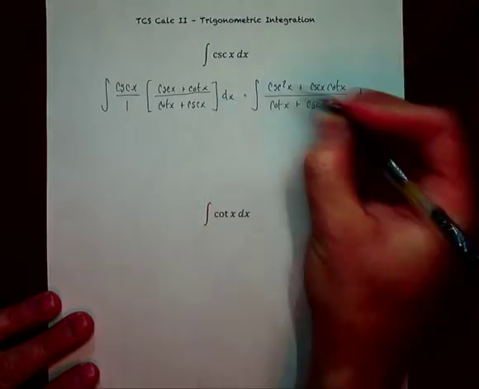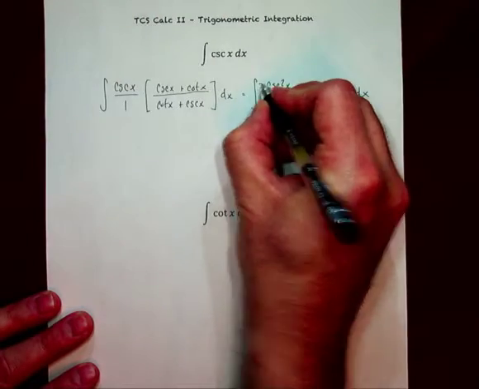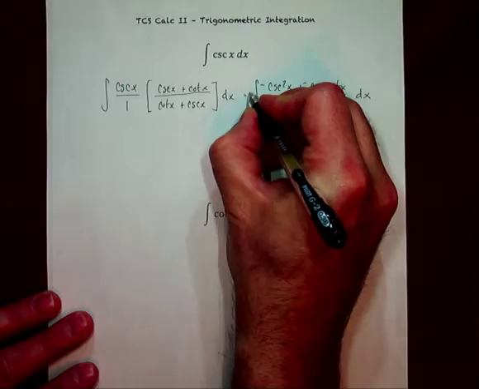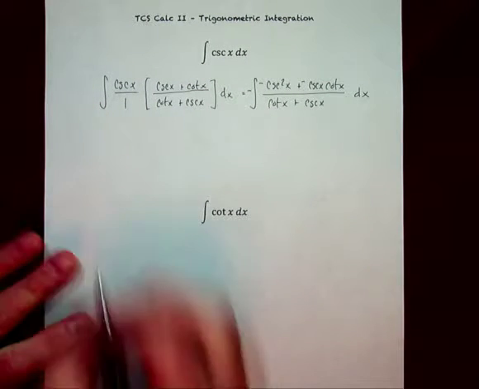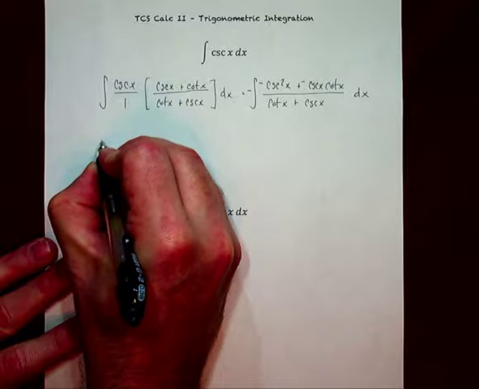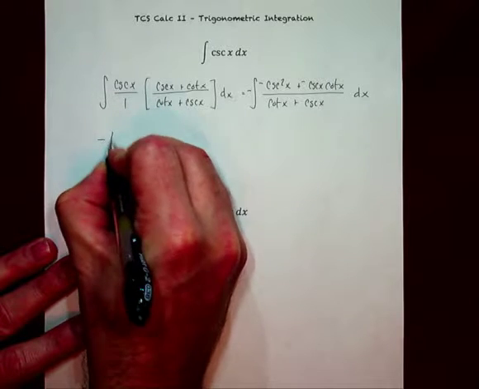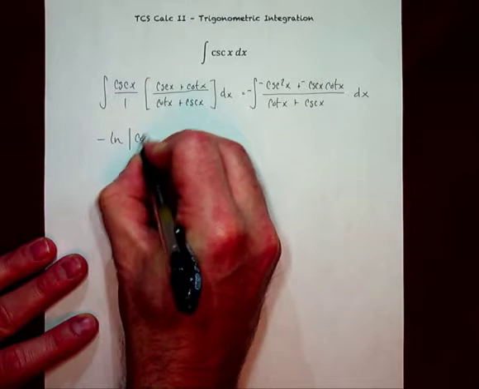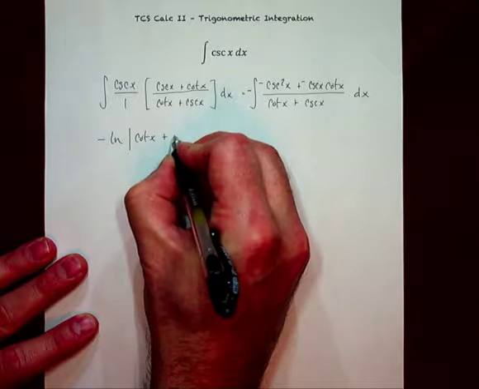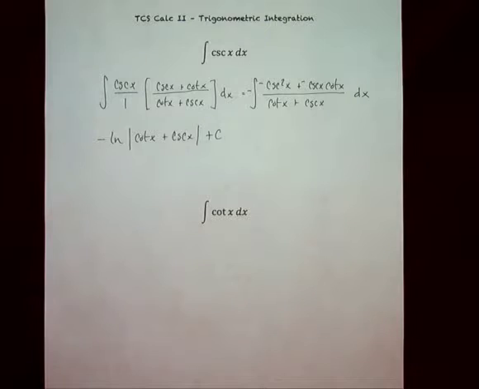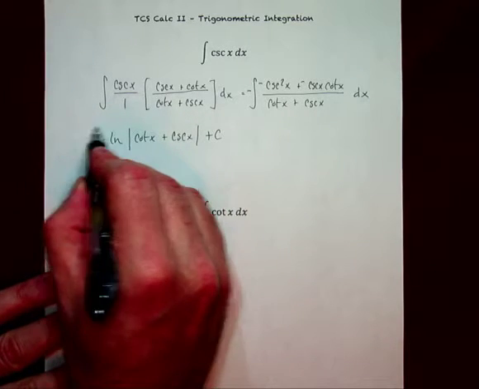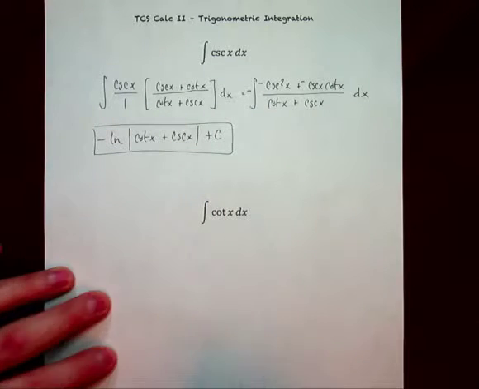It just so happens that I have to distribute it across both of these terms and then put a negative out in front to compensate for that. Now, that means that I'm going to get negative natural log absolute value of cotangent x plus cosecant x plus c. And there are numerous ways to change the form of that. If you just want to memorize it in that form, that's just fine.